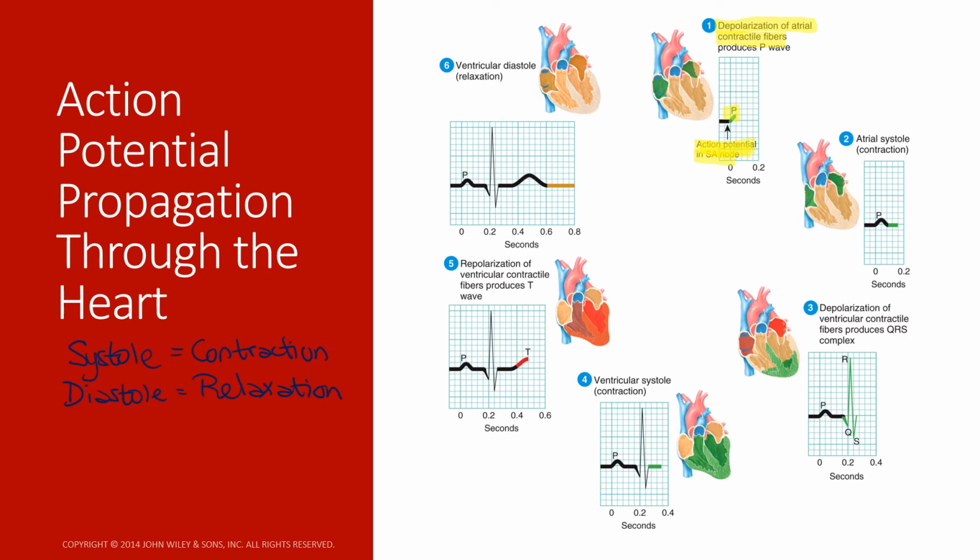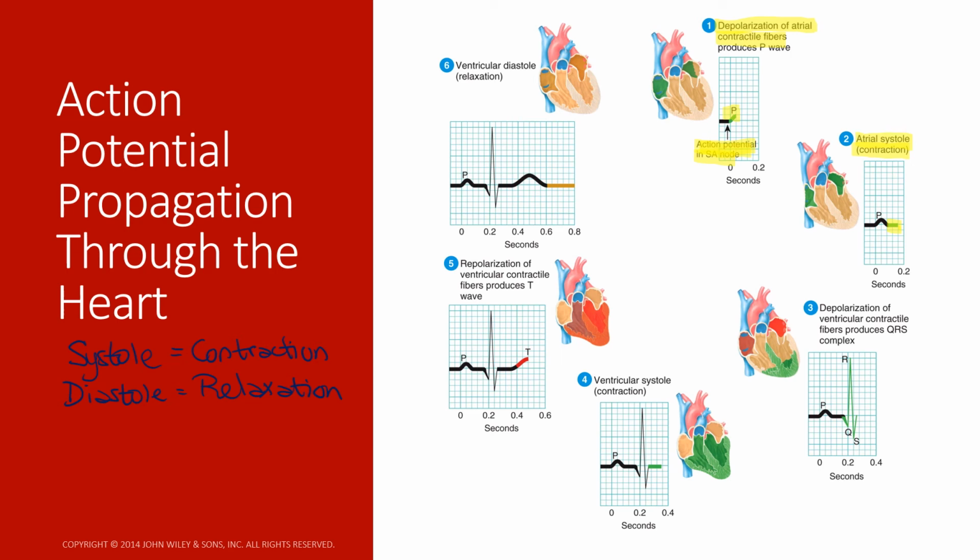Now, after the P wave begins, this is when the atria contract. So they're going to contract after they depolarize. So this is where we have atrial systole. This is kind of after the P wave in the EKG.